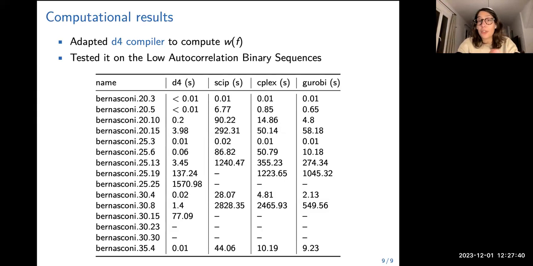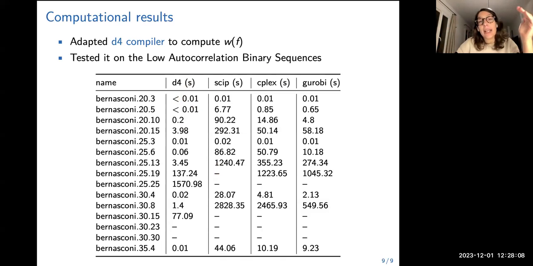So the low autocorrelation binary sequences, also known as Bernasconi instances, can be found in PolyBench. What we wanted to compare was the time in which we find the optimal value. Here we have the time that D4 takes, and then we compare it to SCIP, CPLEX, and Gurobi. We put a time limit of 1 hour. So whenever you see these dashes, it's because they ran out.